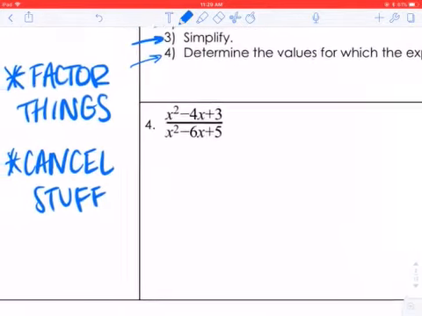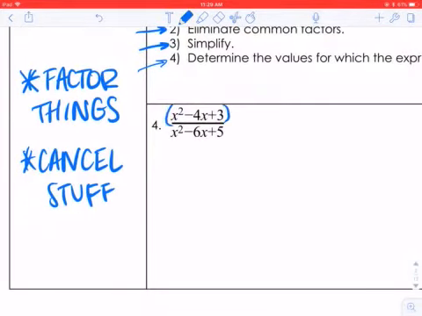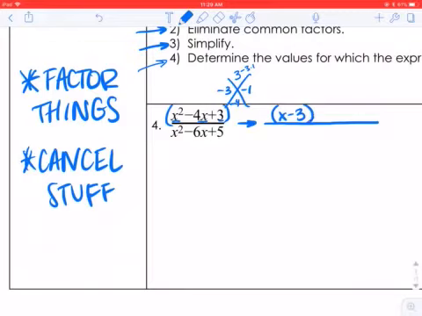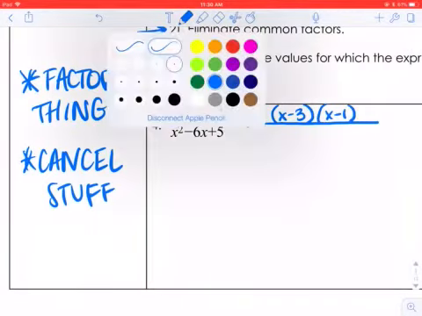So if I'm looking at this one here, I'm going to look at the top part. I'm going to rewrite my fraction, and I know that I can factor this. I see x squared, x, and a number. I know that I can factor this using the x factor. So I need two things that multiply to get 3 and add to get negative 4. I know that 3 is 3 and 1, so negative 3 and negative 1 would make negative 4. So I have x minus 3 and x minus 1. So that's the top part there.